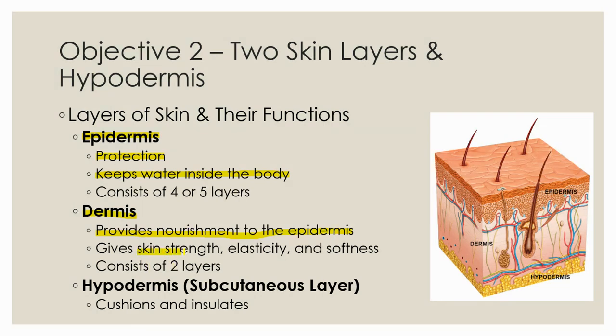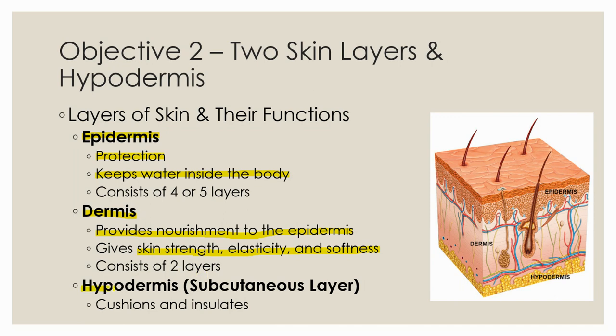The dermis is also where you're going to find a lot of protein fibers like collagen and elastin, so it's responsible for giving the skin its tough, elastic strength. The dermis has 2 layers, and we'll look at those in objective 3.